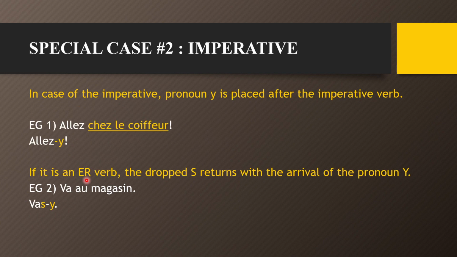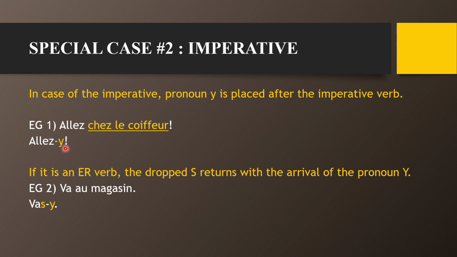The second special case is the imperative. Now, in case of the imperative, the pronoun Y is placed immediately after the imperative verb. Okay. Only in the imperative case, the pronoun does not go before the verb. It goes immediately after the verb and it is joined by a little hyphen. So, aller chez le coiffeur, go to the barber. So, aller-y, go there, with a hyphen in between. The Y has to be placed after the verb.